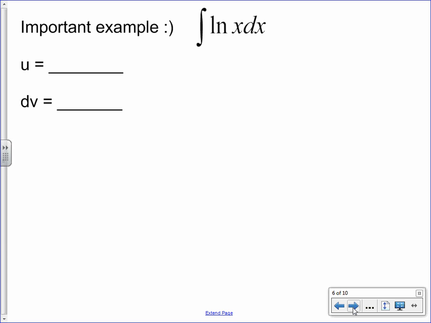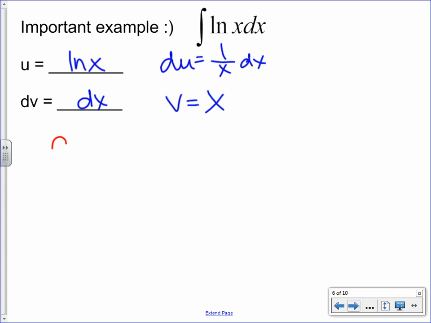What's u and what's dv? dx. Use the limit. Is that what you're saying? Yep. Okay, which would make du 1 over x, and v x.